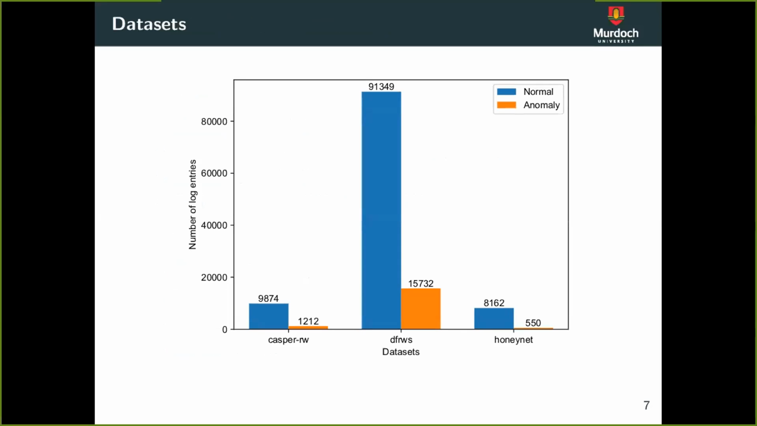In this work, we use 3 data sets for system log data. These 3 data sets contain anomalies such as brute force attack or illegal access to a computer or a server. As we can see here, the number of normal data and anomaly data is not balanced. So it's imbalanced.